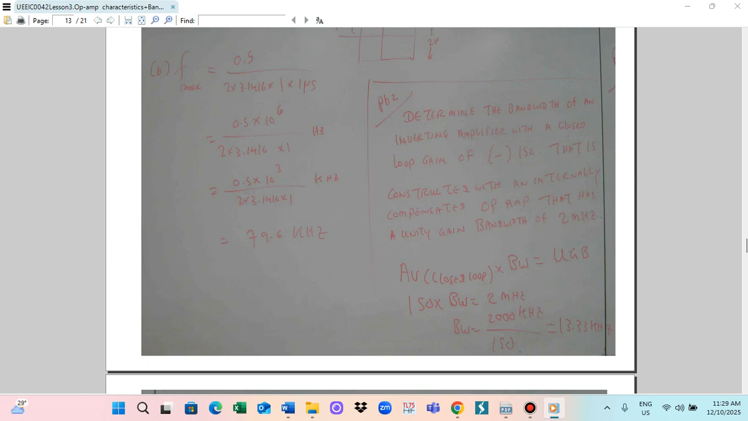13.33 kilohertz. This is the bandwidth. First problem is we have to calculate the slew rate. So determine the slew rate. The slew rate equation is the maximum change in VO divided by change in time. So this is the slew rate.